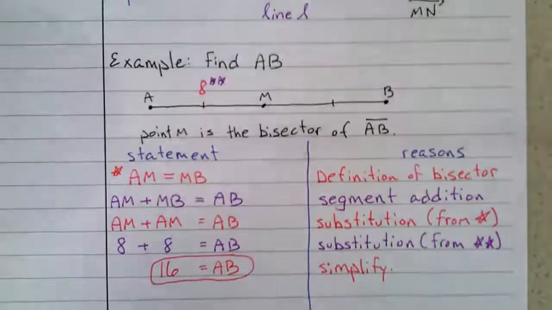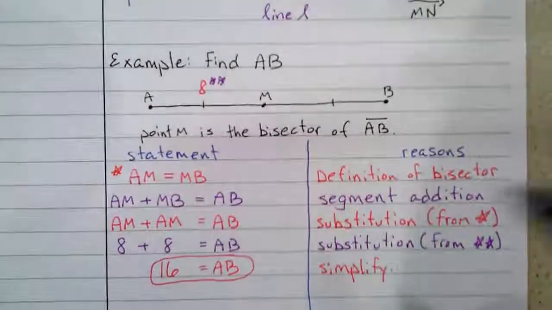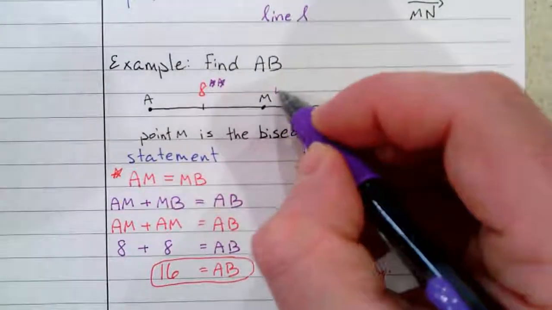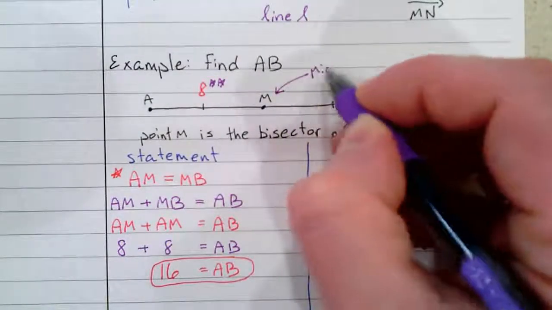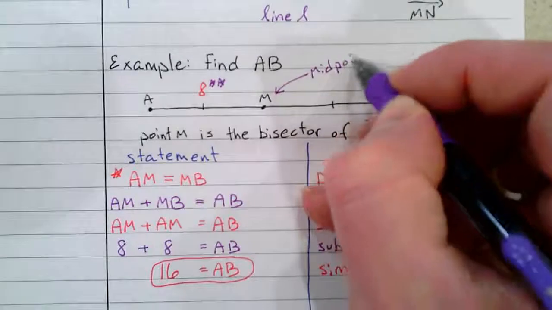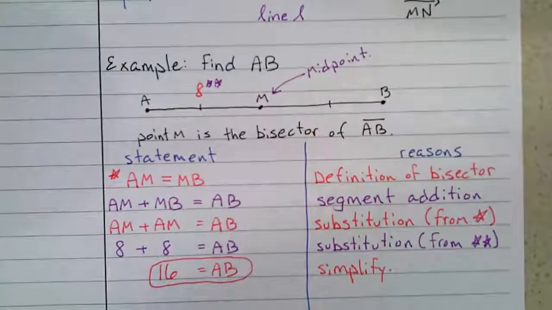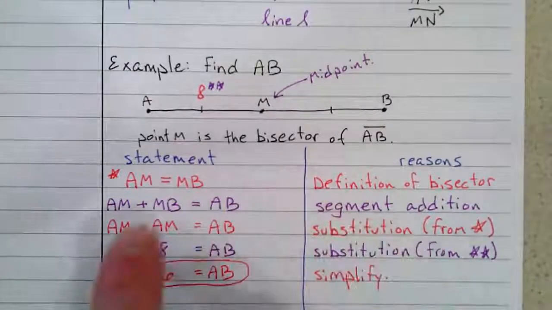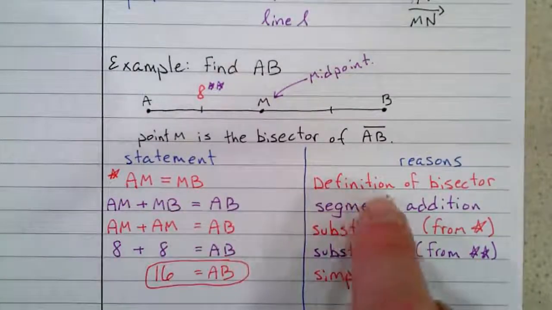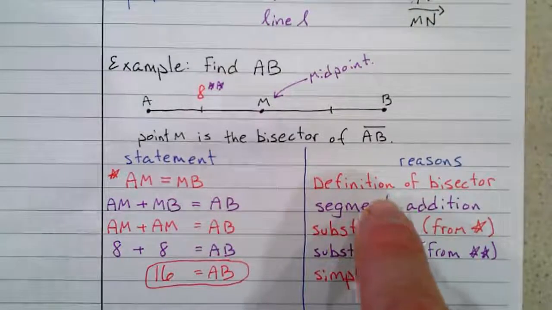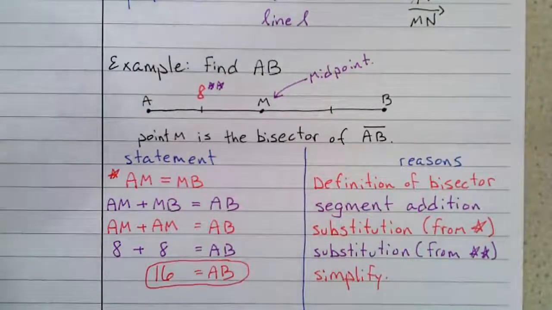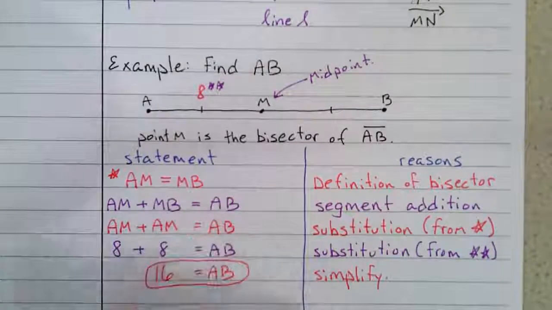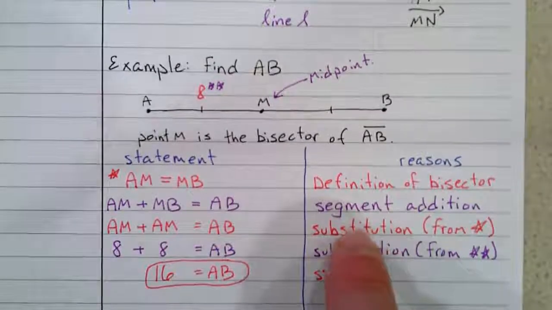Okay, a couple notes about this. First, again, a segment bisector is anything that divides a segment into two equal pieces. By the way, M is also the midpoint of the segment. Here we just wrote that AM equals MB. That's the definition of the bisector, it's part of the definition. The bisector cuts the segment into two equal pieces, so these are equal. AM plus MB equals AB. That's just segment addition right there.